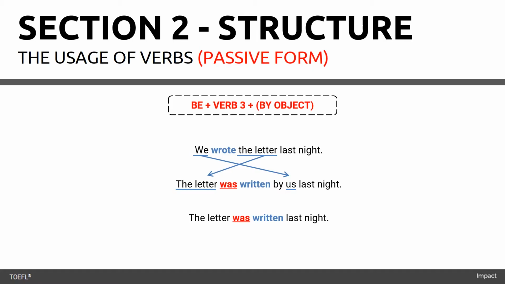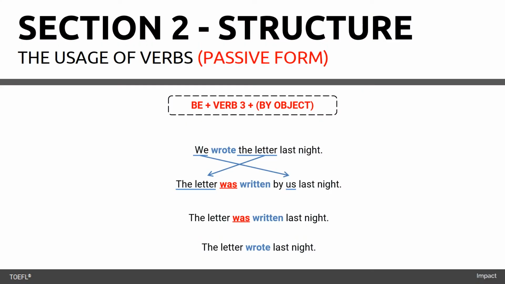In this next sentence, I omitted by us. And the sentence is still fine. It's correct. But let's look at the third sentence. The letter wrote last night. Is that sentence correct? The letter wrote last night. The letter here is a subject. Wrote is a verb 2. Can a letter write? No, exactly. And this is why it needs to be made in the passive form, because a letter cannot write itself. It needs somebody to write it for it. Therefore, the letter wrote last night is incorrect.